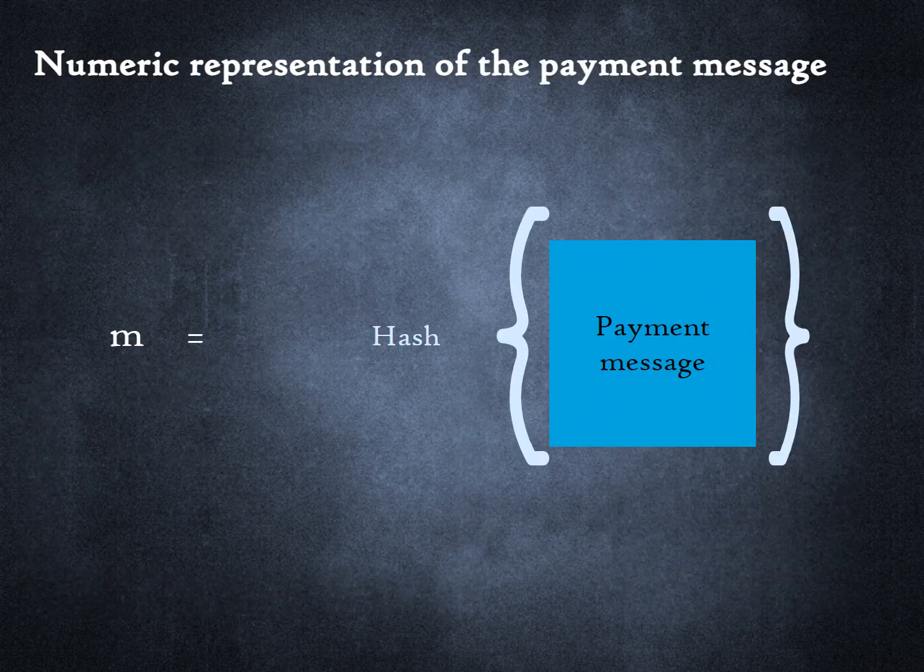The conversion of the payment message to a number is achieved by a hash function. We had encountered an example of a hash function in a previous lesson. The purpose of the hash function is to convert the payment details to a fixed length numeric output. We can symbolize the hash of the payment message to be small m. In a previous lesson, we had demonstrated how the hash function converts an arbitrary length input to a numeric output. Let me do another demonstration.